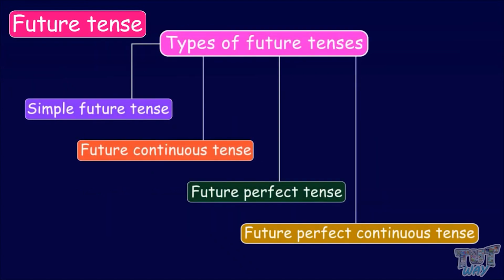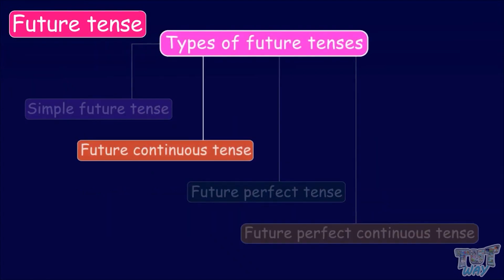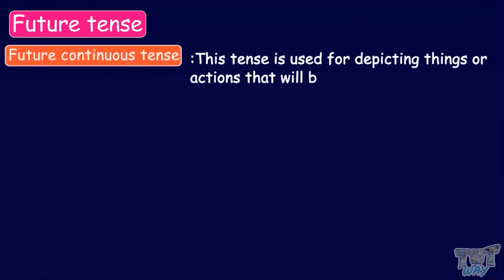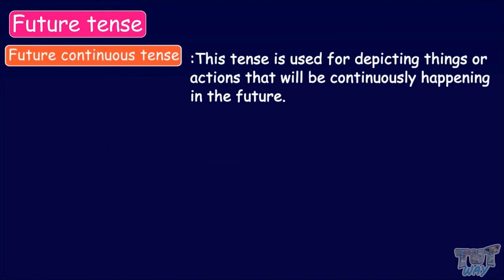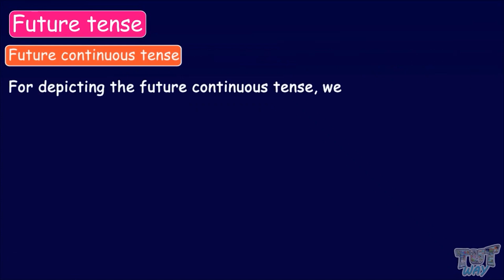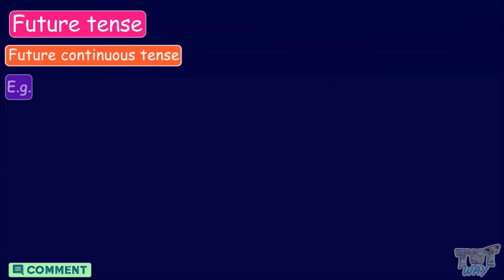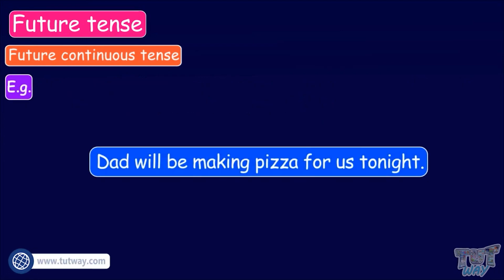Second type of future tense is future continuous tense. This tense is used for depicting things or actions that will be continuously happening in the future. For depicting the future continuous tense, we use a modal auxiliary, an auxiliary verb, and a verb ending with ing. Here we have example. Dad will be making pizza for us tonight.